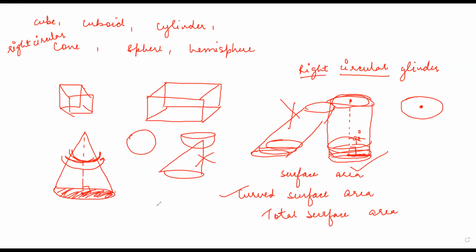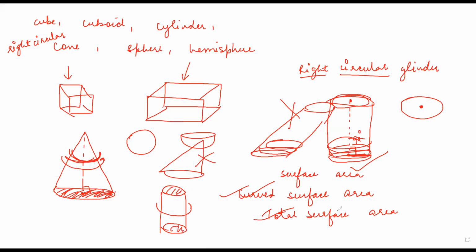Clear? Similarly, in case of cylinder, if I just avoid the area of the top and the area of the bottom, and I only find this curved area, it will be the curved surface area, and the other is the total surface area. Understood?